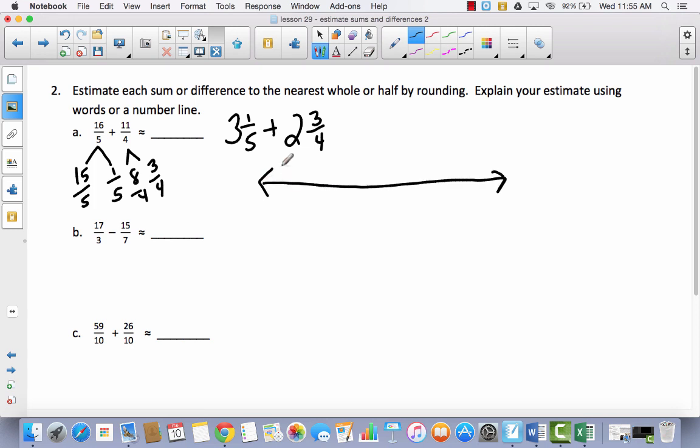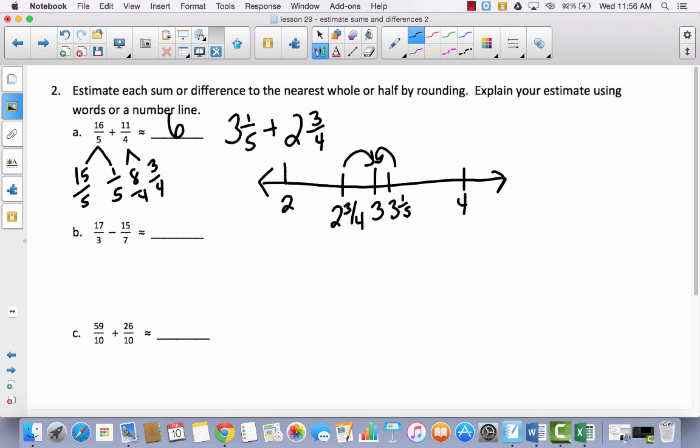All right, so I've got 2, 3, and 4. So 2 and 3/4 is going to be closer to 3. And 3 and 1/5, it's more than 3, so it's going to come between 3 and 4. So I've got 3 and 1/5. So both of these are going to round to 3. So 3 plus 3 would be 6. Okay?